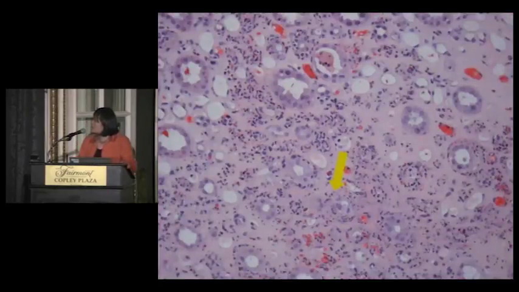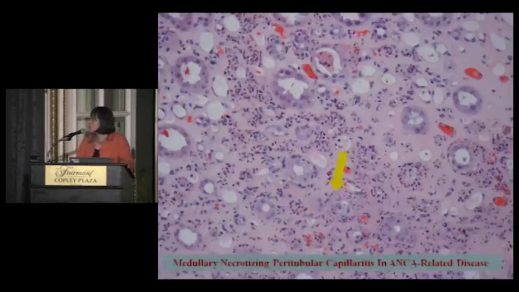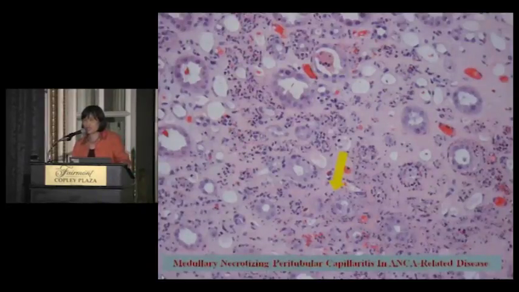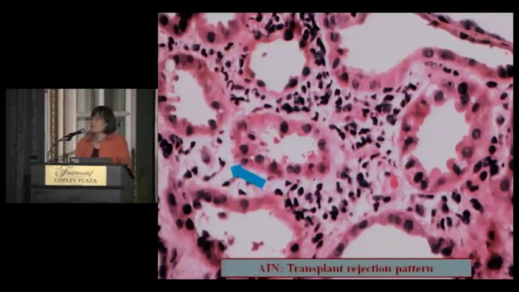Okay, this one here is seen in the medulla area with neutrophilic infiltrate. The specific pattern is in the peritubular capillary. This is a phenomenon called medullary necrotizing peritubular capillaritis. It is commonly seen in ANCA-induced interstitial nephritis. Again, the tubule is preserved, with many inflammatory infiltrate cells and interstitial edema. This pattern can be seen in acute allograft rejection.